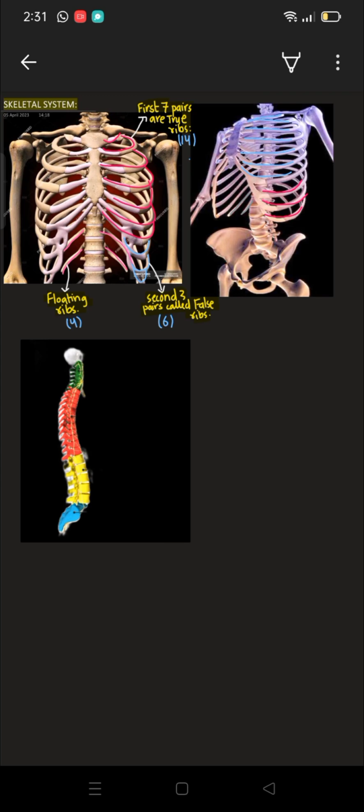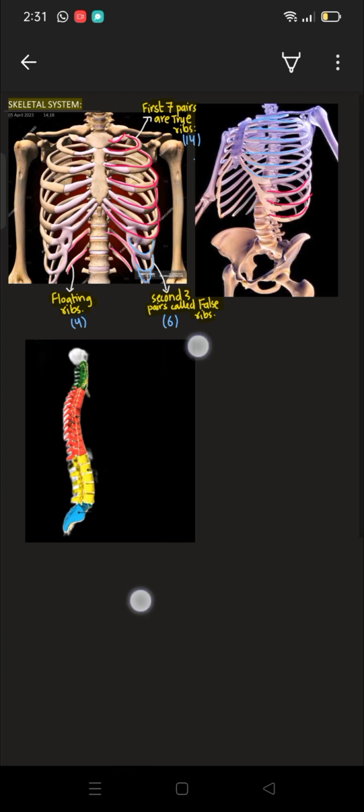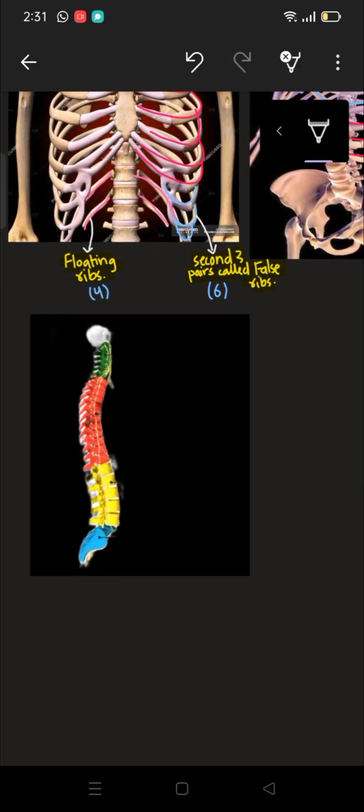The true ribs, which are 14 in number, then false ribs, which are 6 in number, then floating ribs, which are 4 in number, which gives us the total number of 24 ribs. Alright, so now we are going towards another structure. So now we have the vertebral column. Alright, let's check the structure of the vertebral column.